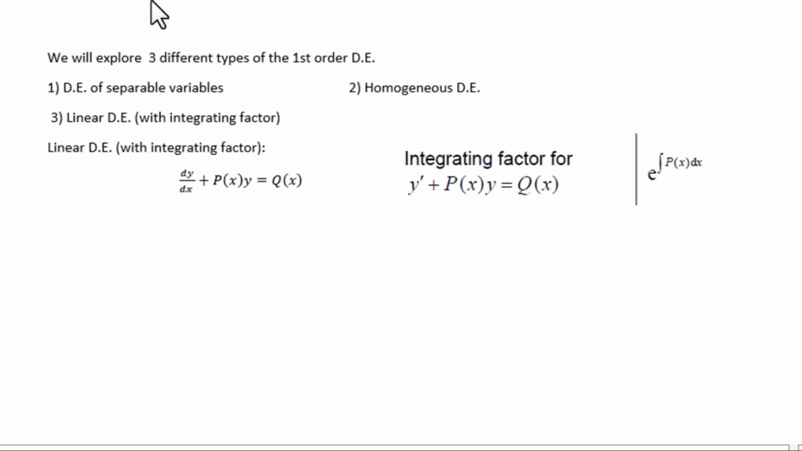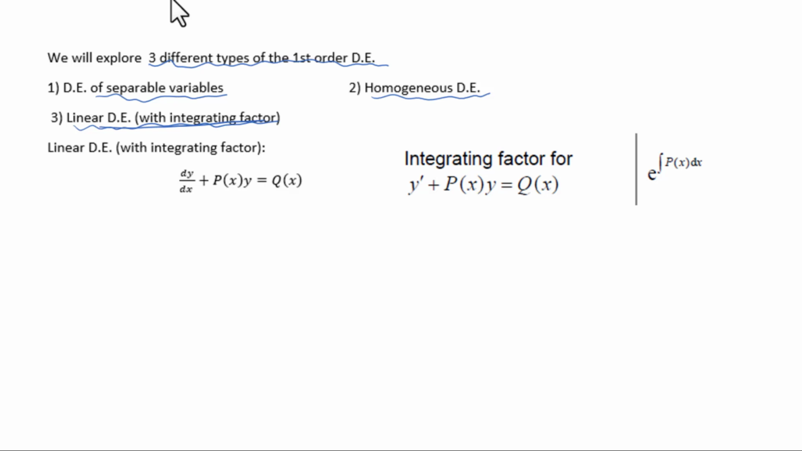In this course, we will explore 3 different types of the first-order differential equation: differential equation of separable variables, homogeneous differential equation, and linear differential equation with integrating factor. In this video, we will explore how to solve a linear differential equation with integrating factor.